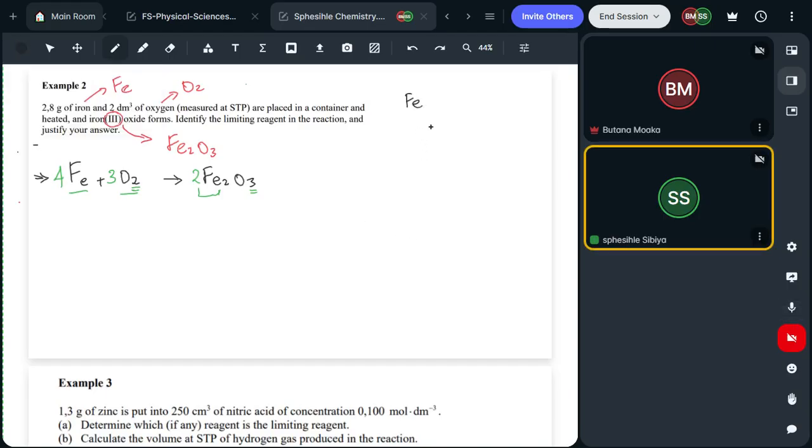I have a question. Okay, I'm listening. If it's measured at STP, would you use another formula for the number of moles?